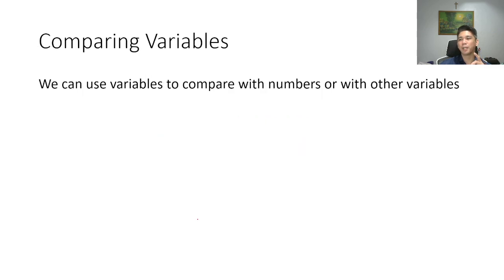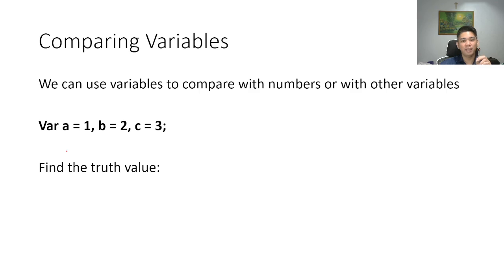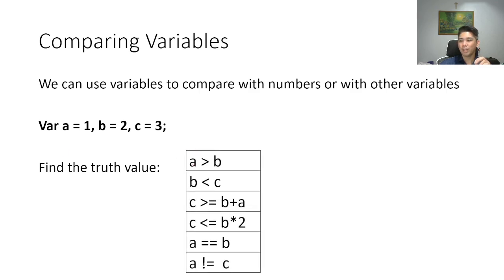All right, moving forward. We can also use variables to compare with numbers or other variables. So let's say we have declarations A, B, and C with their respective values. So let's try to find the truth value here. What is A greater than B? So let's check. A is 1, B is 2. So we are asking if 1 is greater than 2. And the answer to that is false.